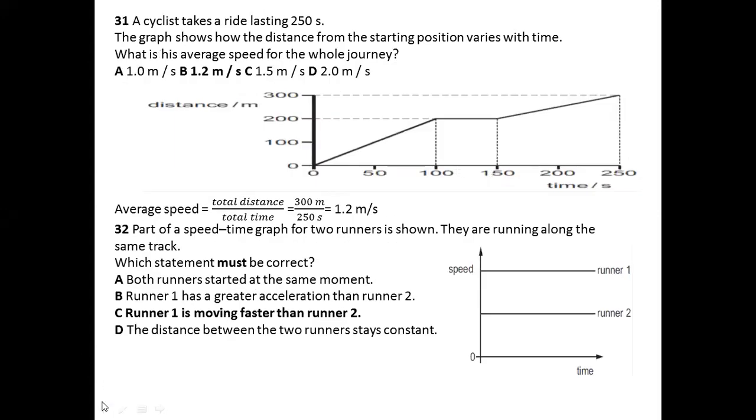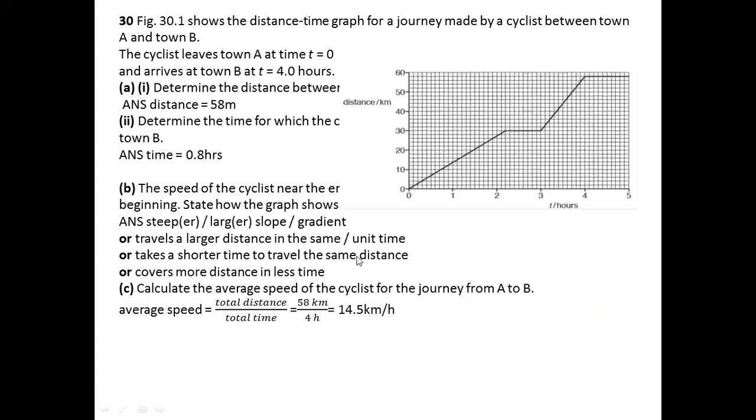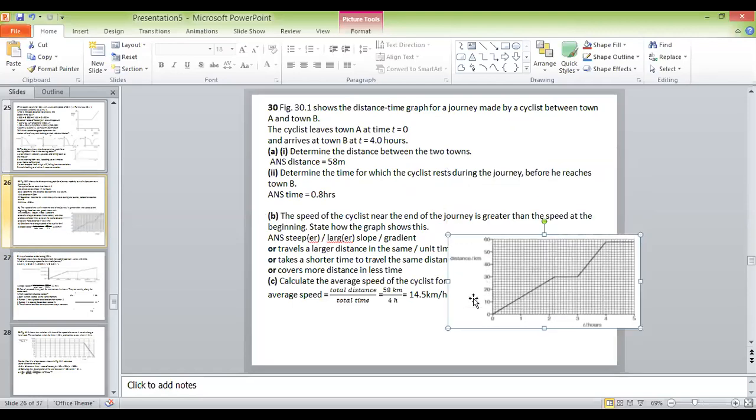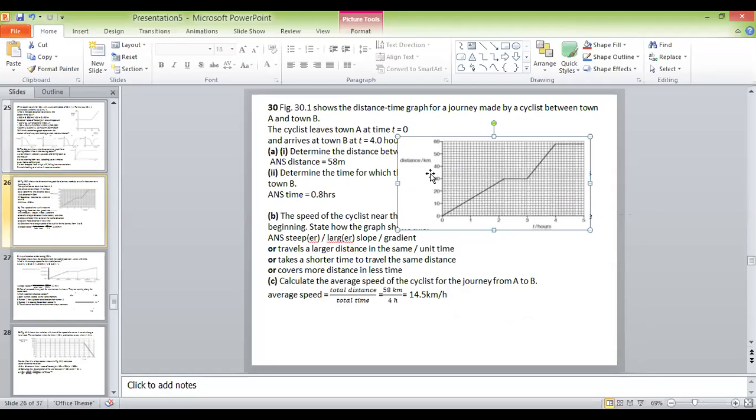The next question is, the speed of the cyclist near the end of the journey is greater than the speed at the beginning. State how the graph shows this, because it has a larger gradient, or it travels a larger distance in the same time, or it takes a shorter time to travel the same distance, right?